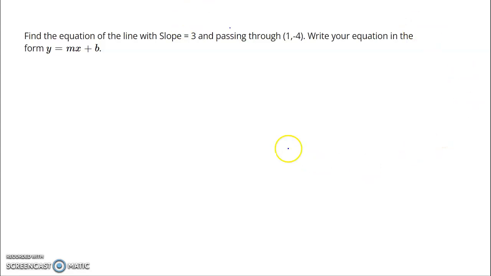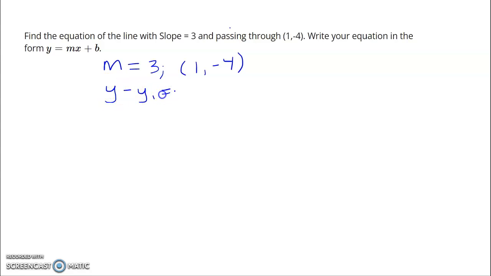We need to find the equation of the line with slope 3 passing through the point (1, -4). Write your equation in the form y = mx + b. So I'm going to just write down, we have slope equals 3, and then it passes through the point (1, -4). So to do this, I'm going to use point-slope form.